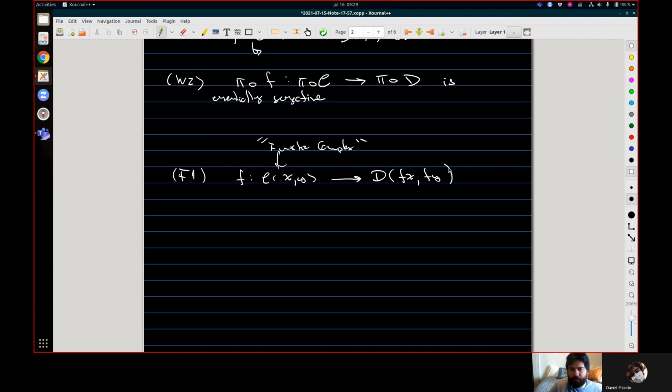F of x, F of y is a Kan fibration. So it's a fibration in the Quillen model structure on simplicial sets. Those are the maps that have the right lifting property against all horn inclusions. So we have an inclusion here, and this morphism lifts. This is the definition of a Kan fibration.